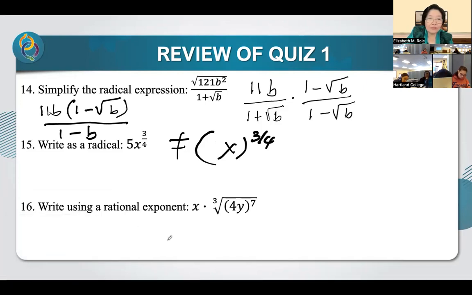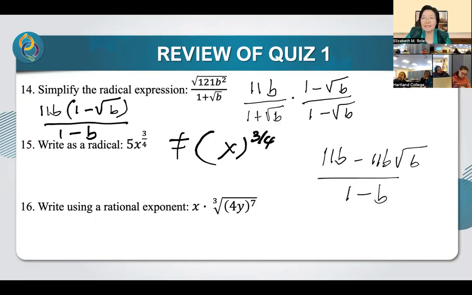You can also have that as 11b minus 11b the square root of b over 1 minus b. They are just the same if you distribute your 11b to 1 minus the square root of b. But I think a better answer is the factored one, because especially when we dealt with factoring, we want to factor out the greatest common factor. So leave it as 11b times 1 minus the square root of b over 1 minus b. All right?